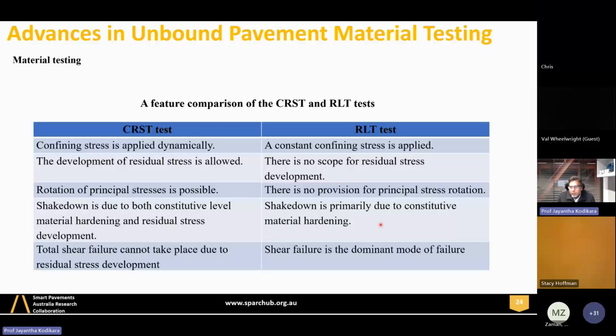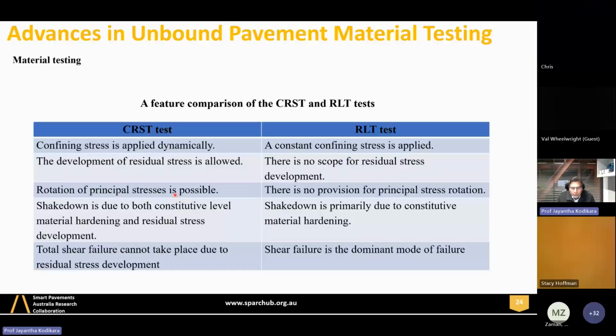However, the RLT test can also come to a resilient state. How is that then? Because shakedown can happen due to constitutive material hardening in addition to residual stresses. So RLT can simulate the constitutive material hardening associated resilient state, but not the residual stress. But if you go to the CRST test, you can have shakedown, and the shakedown can happen from both constitutive level and material hardening, right? Material hardening and residual stress both can happen. In addition, RLT has no provision for principal stress rotation, whereas CRST can have principal axis rotation, not exactly, but it will have compression and extension during unload.